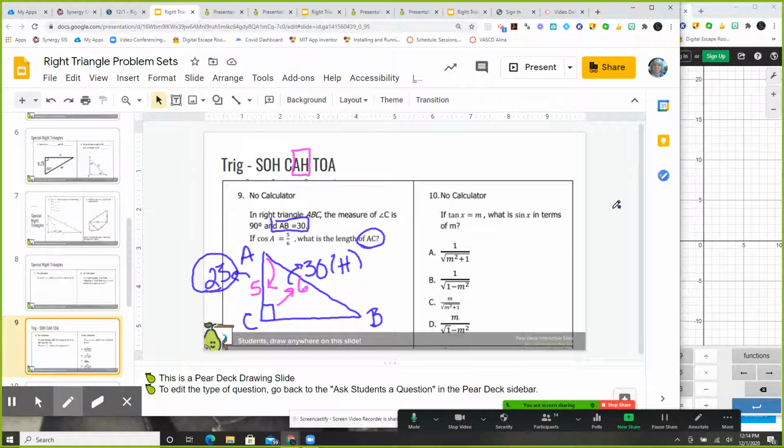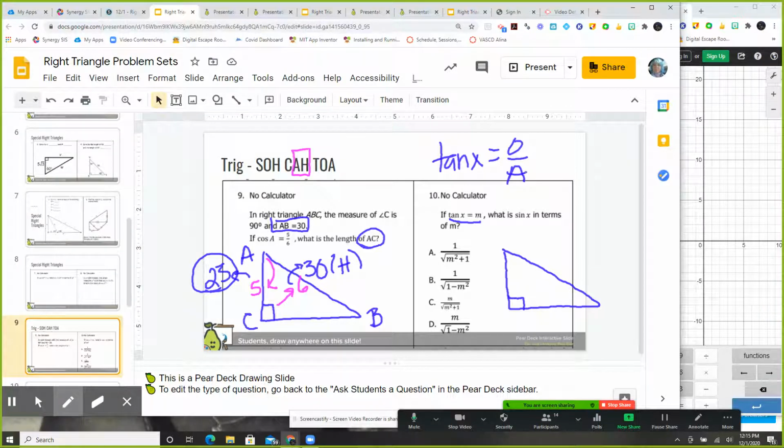Number 10 is crazy looking. So let's see if we can make it a little less scary. We know we need to draw a triangle. We know it needs to be right because we've got tangent, right? Normally, tangent of our angle is O over A. And all I see is an M.